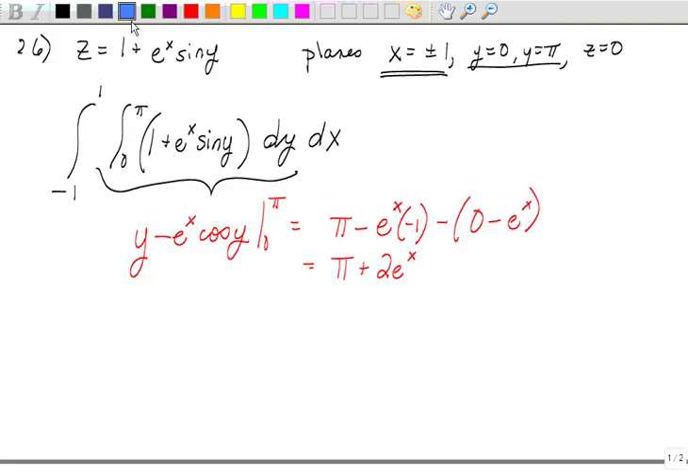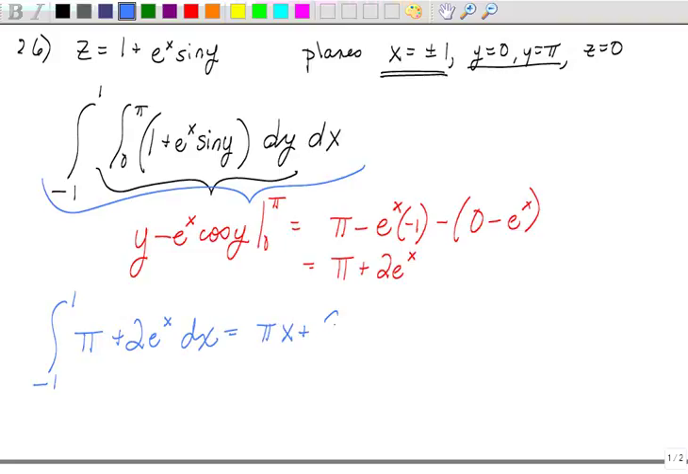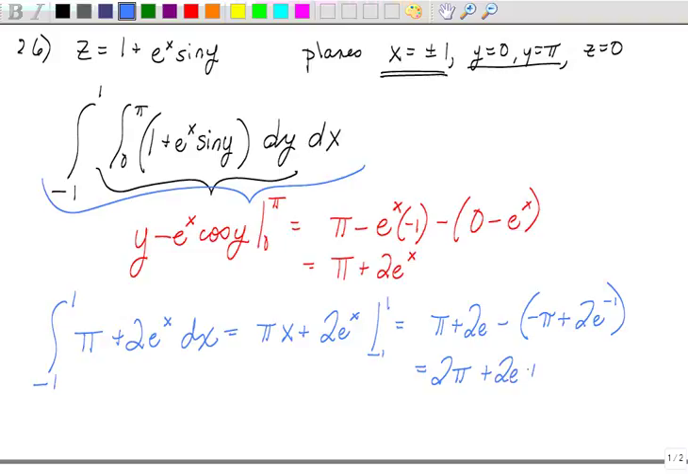Then I'm going to go from negative 1 to 1 with respect to x. And that's going to be my final answer.